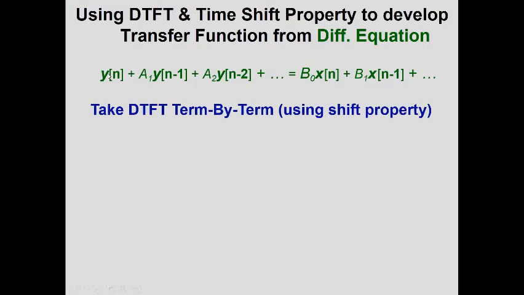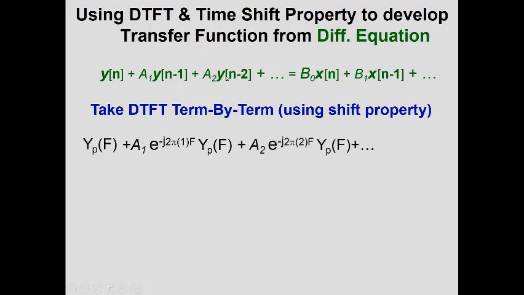So y of n's discrete time Fourier transform is Y of f. y of n minus 1's discrete time Fourier transform is Y of f times e to the minus j 2 pi 1f, with the time shift property. And if we multiply by a scalar a1 in the time domain, we multiply by the same scalar in the frequency domain. Similarly, a2 y of n minus 2 comes across as Y of f times a2 e to the minus j 2 pi 2f, and so on.